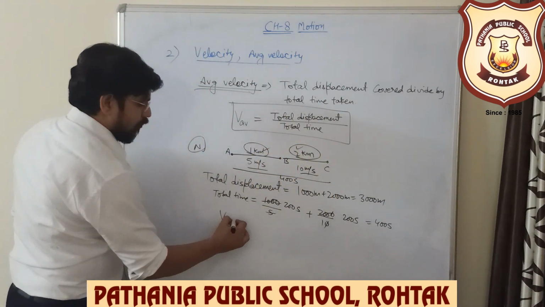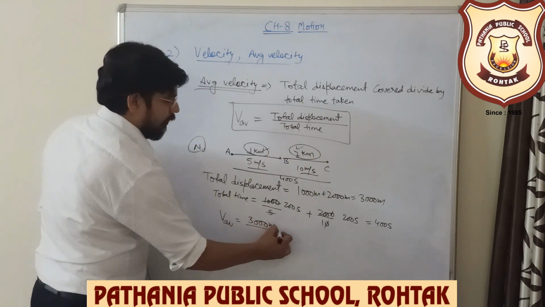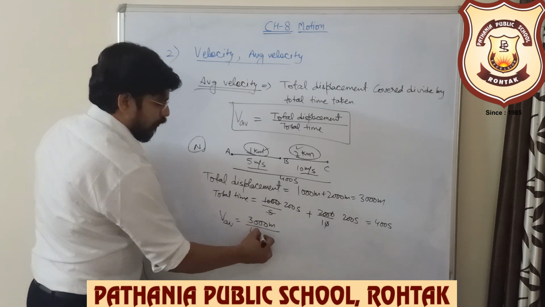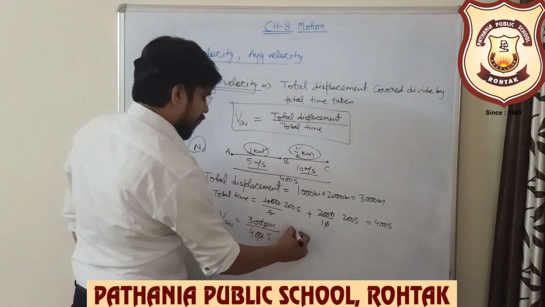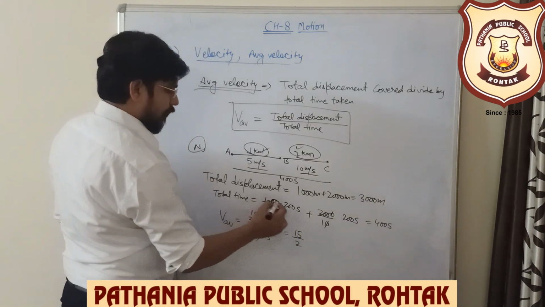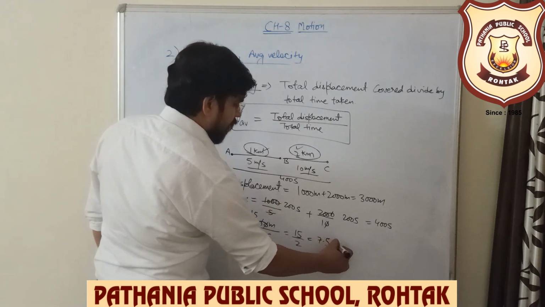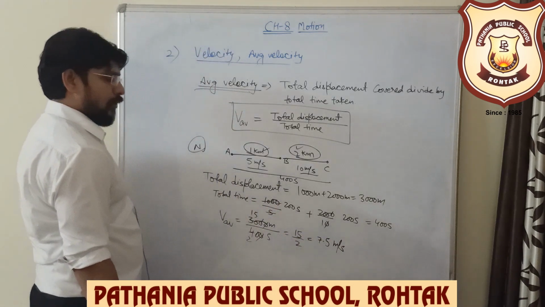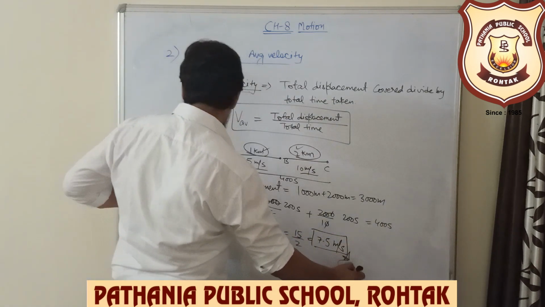So your average velocity is going to be total displacement, that is 3000 meter, divided by total time, that is 400 seconds. So your answer is 15 by 2, or 7.5 meter per second is your average velocity. So that is how you can solve these numericals.